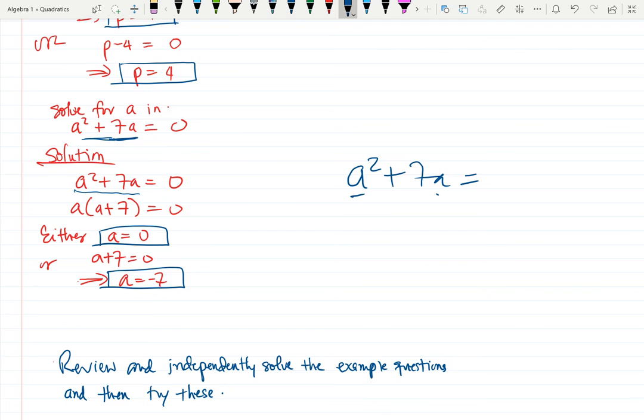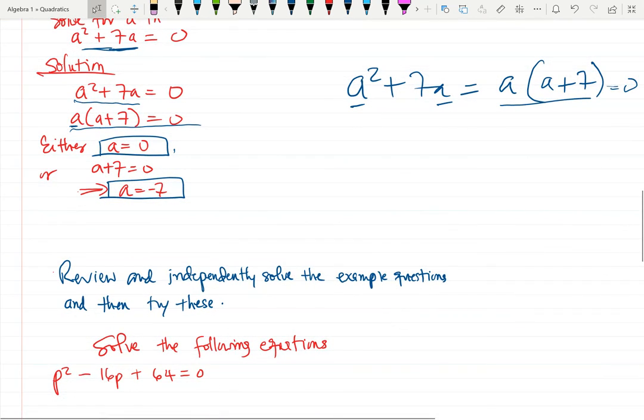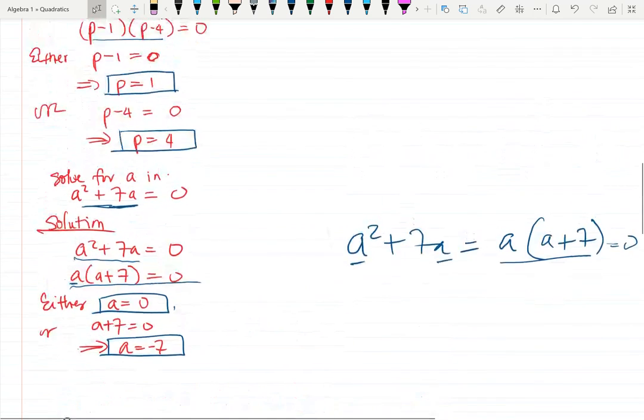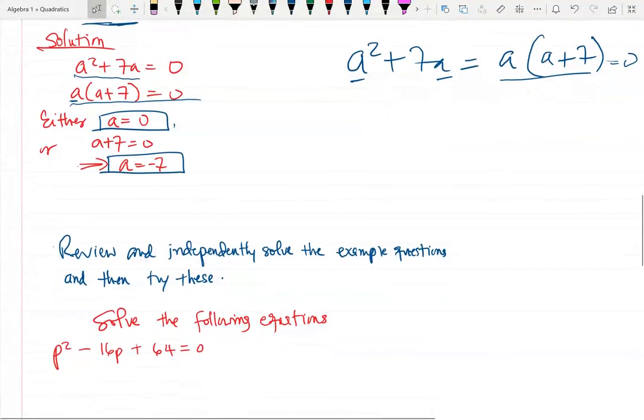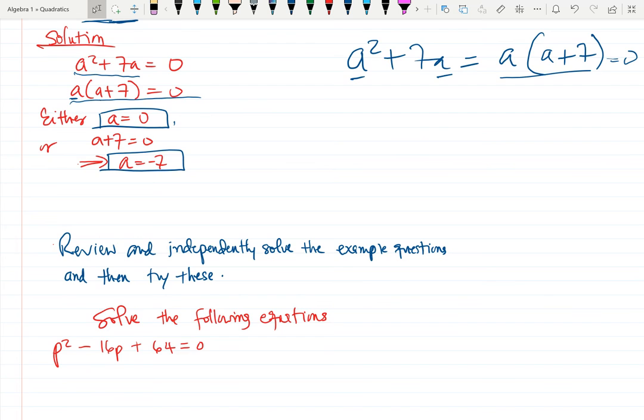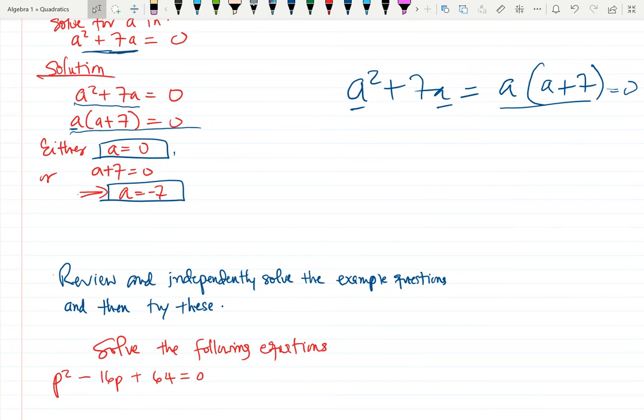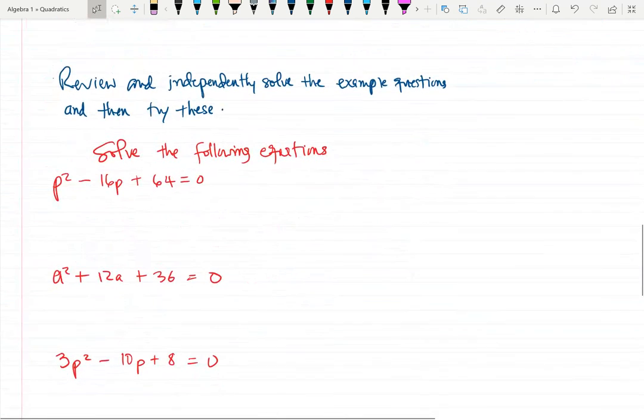What is the common factor to both terms? It's a, so a times a plus 7. This is what you set equal to 0. Once you do that, either a equals 0, or a plus 7 equals 0, which means a equals negative 7. So review this video, go over what I just did, then do it yourself. Master it, and then try these.